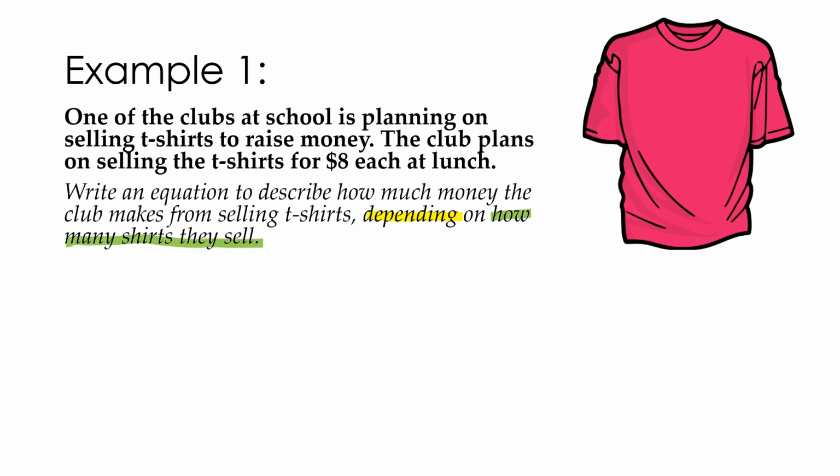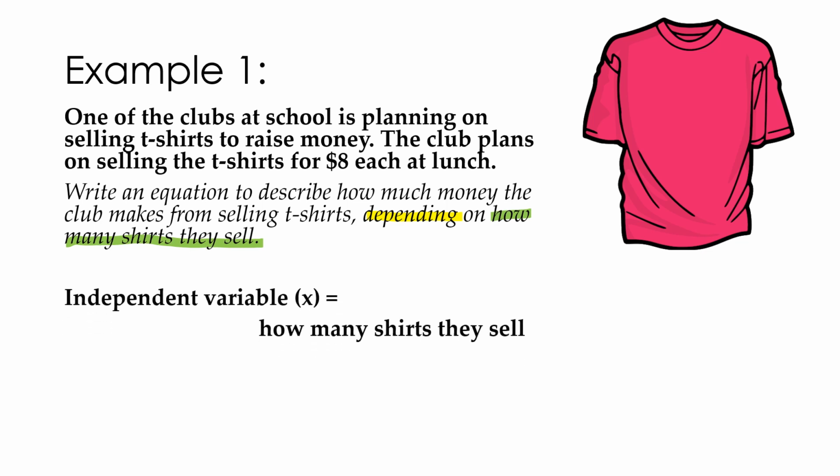So it says depending on how many shirts they sell. I'm going to underline that or highlight that. Because that's kind of important, right? Something is depending on how many shirts that they sell. That means that the number of shirts that they sell is doing its own thing, right? Something else is depending on that. So that's not our dependent variable. That means that our independent variable is actually how many shirts they sell.